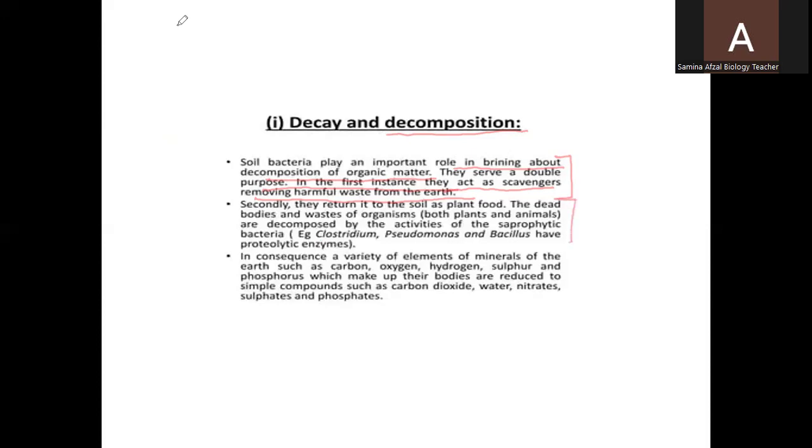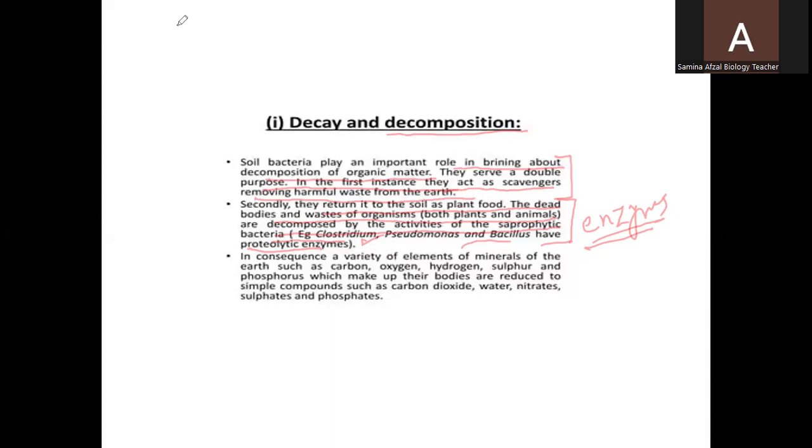Now secondly, they return to the soil as plant food. The dead bodies and waste of both plants and animals are decomposed by the activities of the saprophytic bacteria, and bacilli have proteolytic enzymes. So enzymes are there. Bacteria and fungi release the enzymes. These enzymes are helpful to decompose the dead bodies.